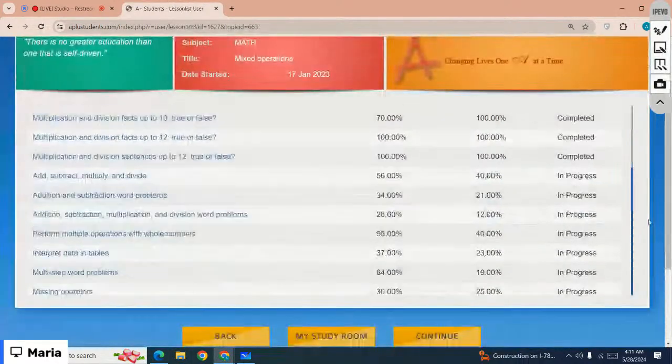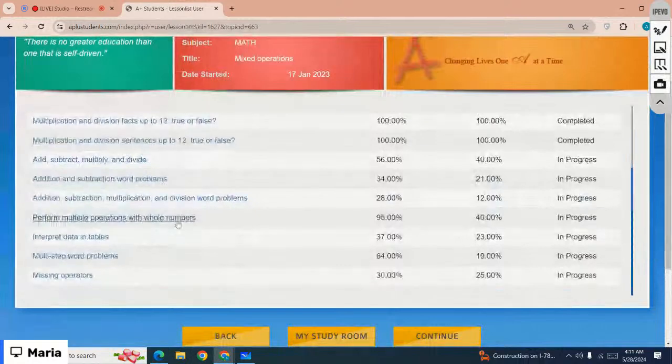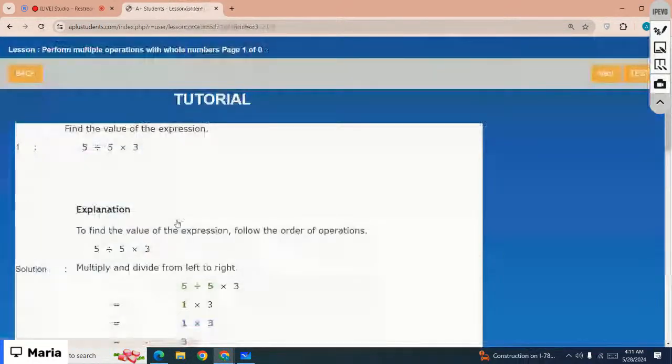The next lesson is perform multiple operations with whole numbers. Let's just start with the next lesson. Find the value of the expression 5 divided by 5 times 3.